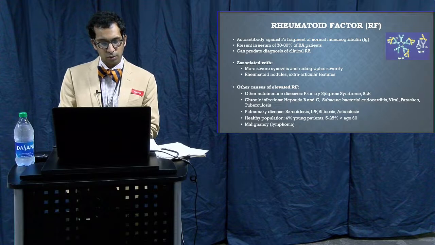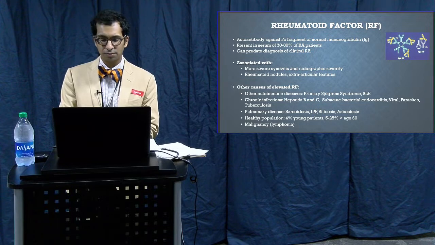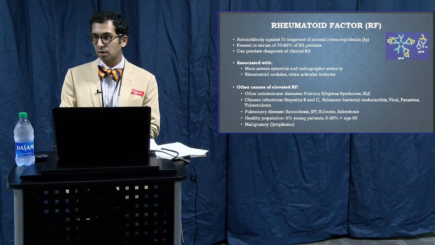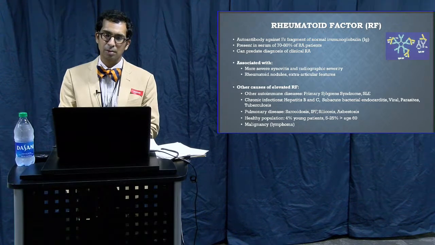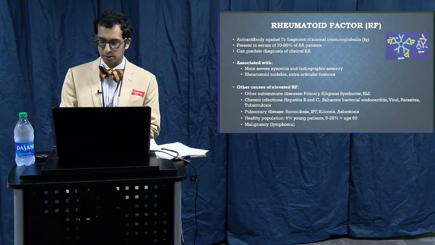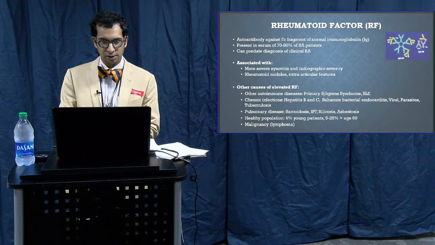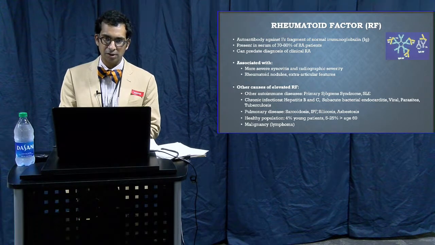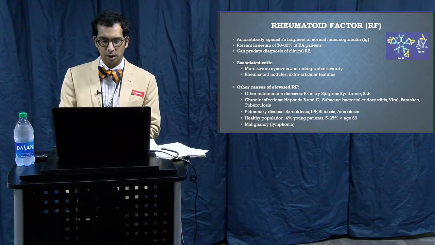It's also important to note that healthy patients, so up to 4% of young patients, and then over age 60, up to 20 to 25% of patients, may actually have the presence of rheumatoid factor in the blood without any clinically apparent evidence of arthritis. And then finally, I mentioned certain forms of malignancies, in particular lymphoma, can have rheumatoid factor as well.